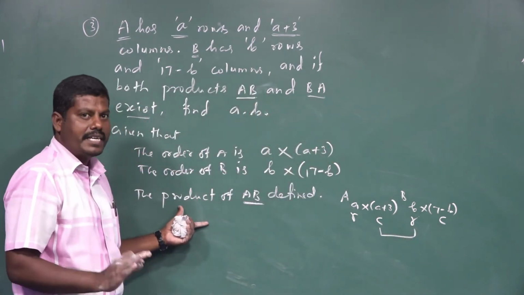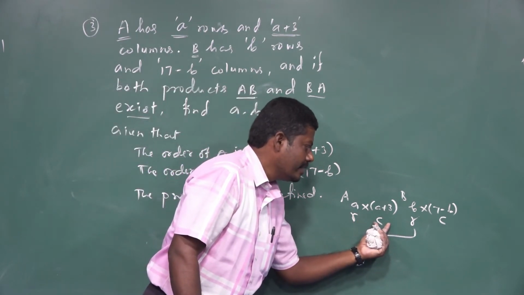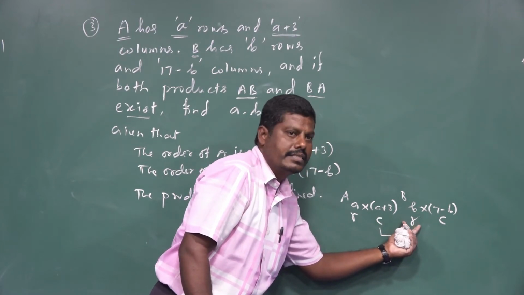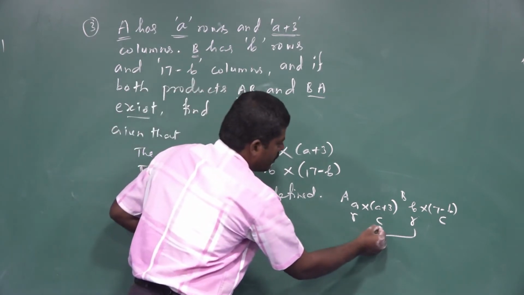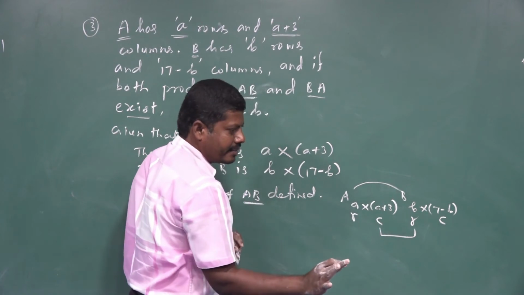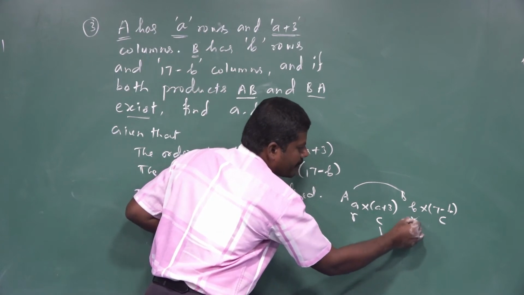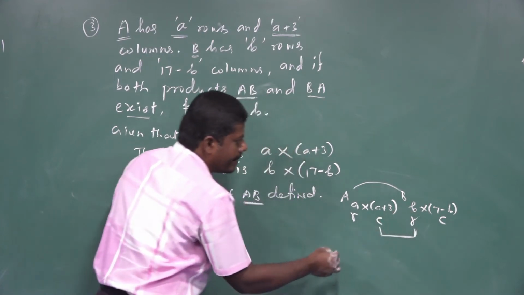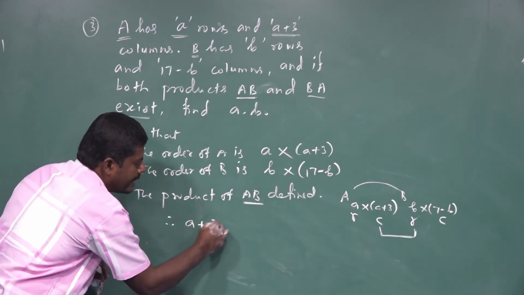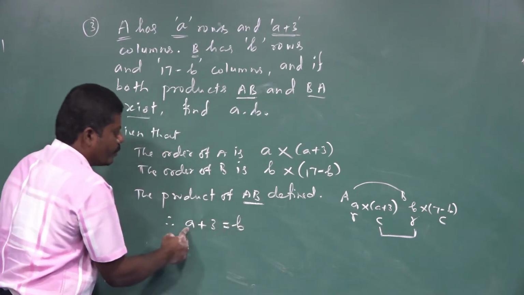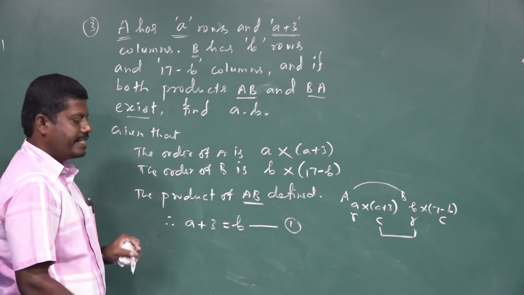Already matrix multiplication is possible, given. Then this column is equal to this row, so we can equate both. That means a plus 3 is equal to b. Therefore, a plus 3 is equal to b. Here two unknowns are there. That is why you take this as equation number 1.